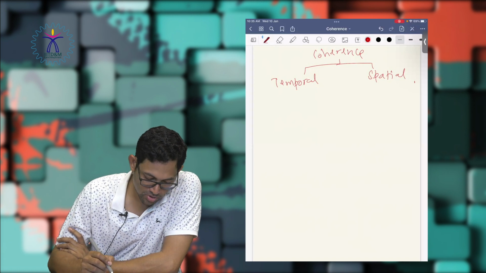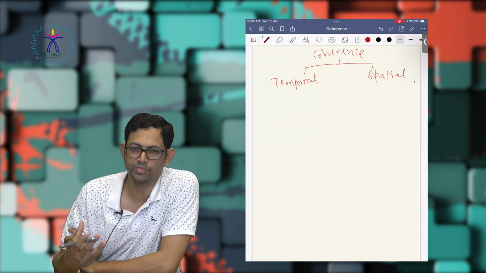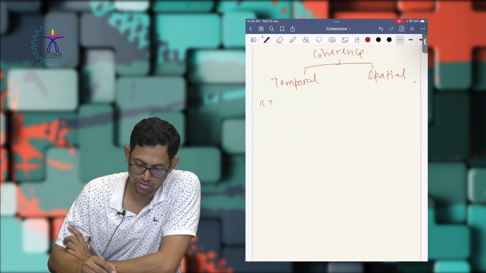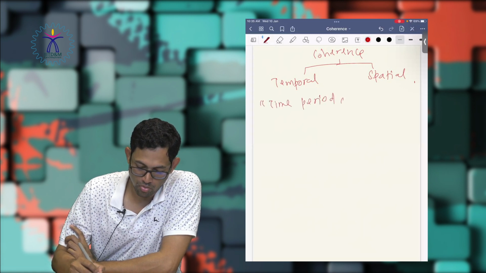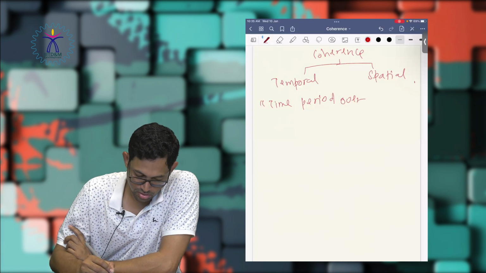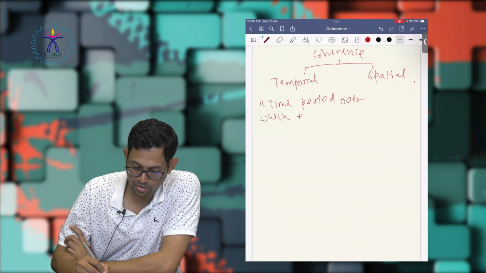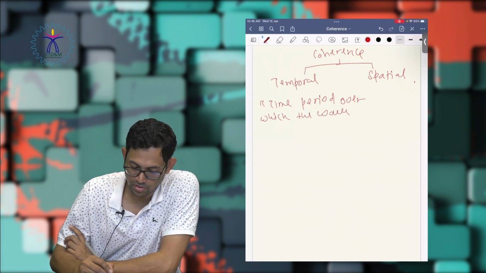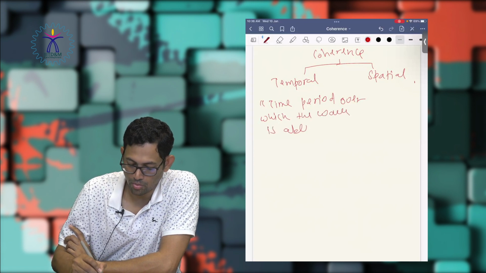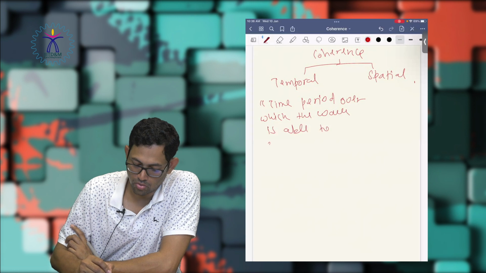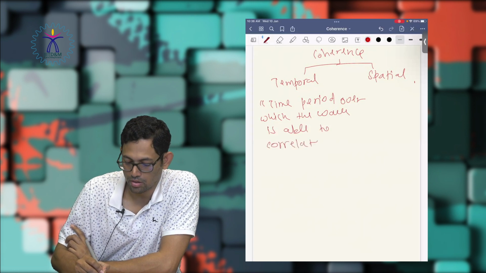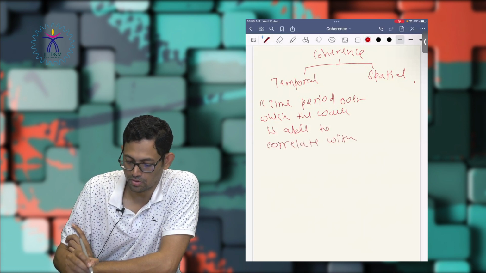Now when we talk about temporal coherence, what do we mean by temporal coherence? It is nothing but a time period over which the wave is able to correlate with itself.